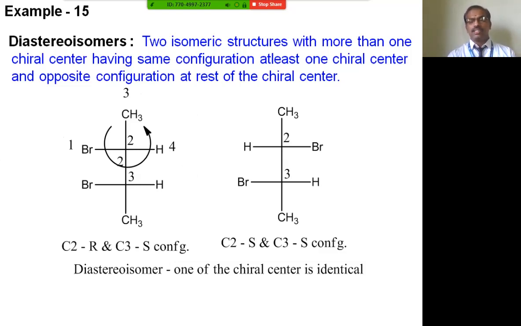Diastereomers are two isomeric structures with more than one chiral center, having the same configuration at least at one chiral center and opposite configuration at the rest of the chiral centers. Check here: bromine 1, the bottom bromine is 2, above is the methyl group. So 1, 2, 3 is in the anti-clockwise direction. Hydrogen is on the wedge, so I am representing R. C3 you can check as well. Similarly, on the right hand side molecule, C2 is R and C3 is S. C3 is S in both, C2 is R in both, no problem at all. That means that particular C3 carbon is identical. So those molecules we call diastereoisomers.